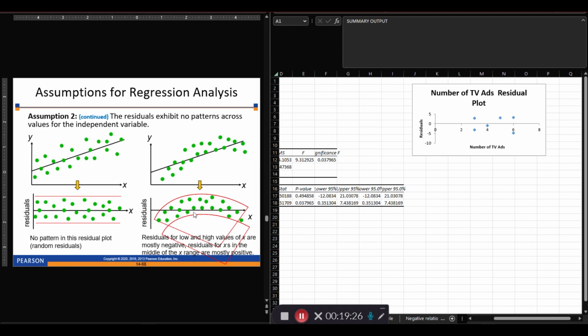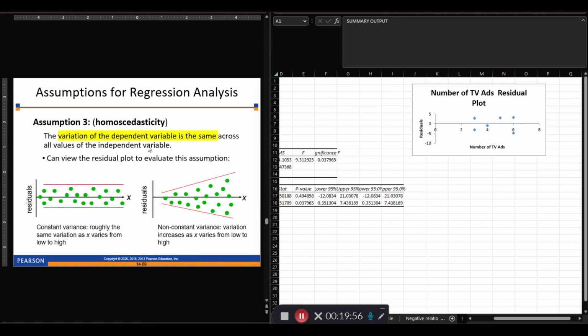This is as opposed to this one. You can see here that there are some observations here, but then we don't have any observations, and then back to that lower part. So we see that there's some sort of pattern, and this is one of the violators for the results. So we don't really trust the results that we get if we see this pattern.